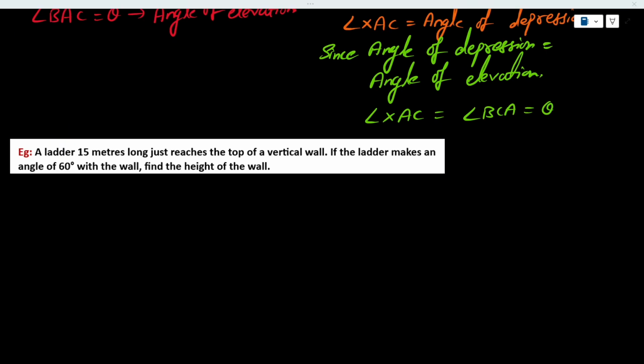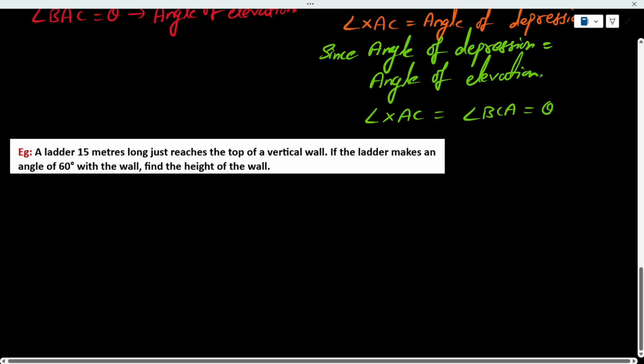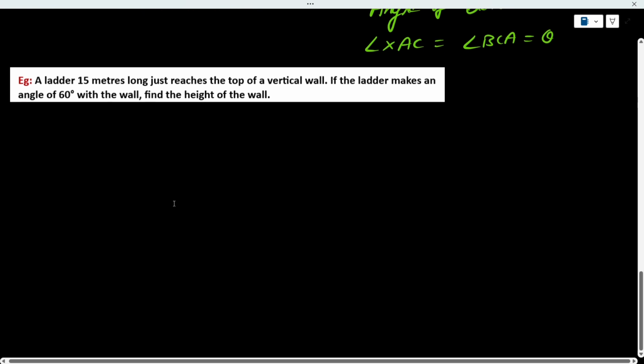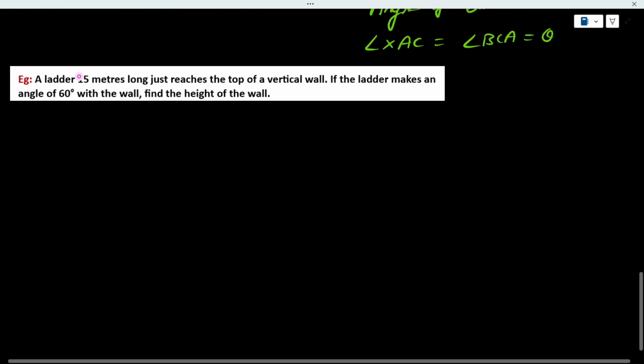and the angle of depression is from the top to the object. Now let us see this example here, because when you read the question, you will draw the figure, then you will understand how we need to solve it. So what is written here? A ladder which is 15 meters long just reached the top of the vertical wall.